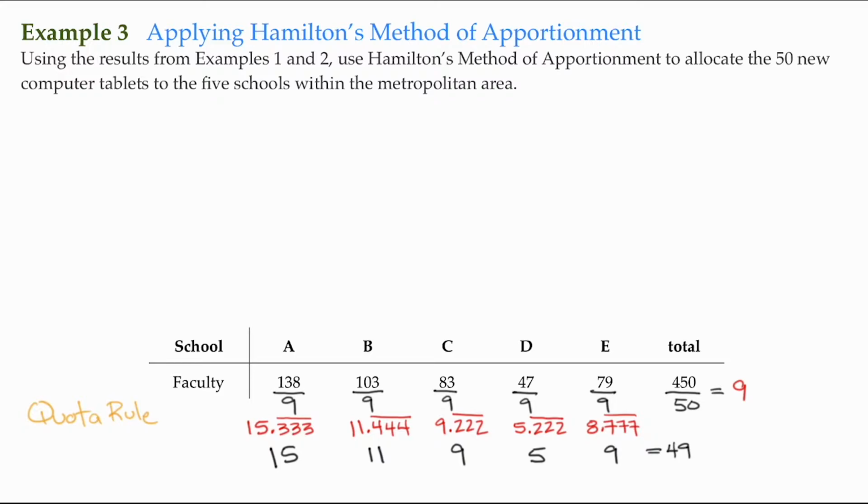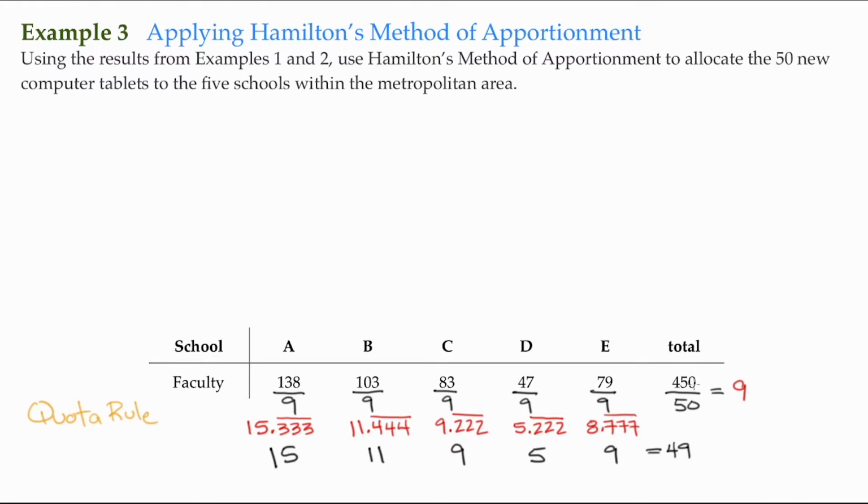So this says, using the results from examples 1 and 2, use Hamilton's method of apportionment to allocate the 50 new computer tablets to the 5 schools within the metropolitan area. And here's the original table that we saw. Here are the 5 schools, school A, B, C, D, and E. Here's their corresponding faculty, 138, 103, 83, 47, and 79. And we wanted to allocate the 50 tablets.